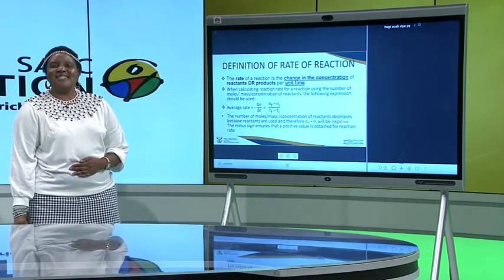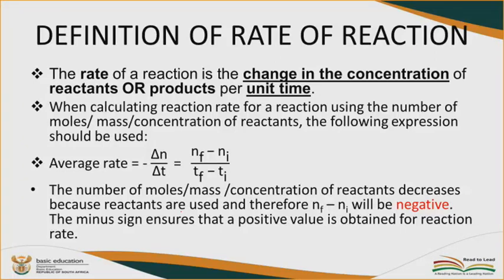Now, let's define the rate. Rate of reaction is defined as the change. I've underlined the change. I've also bolded it because it's very important. Rate of reaction is the change in concentration of the reactants or product per unit time. So there are very important things that you need to remember. In order for the rate of reaction to take place, there must be a change. And also, this must happen per unit time.